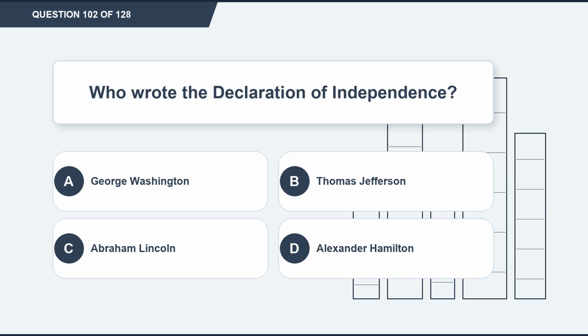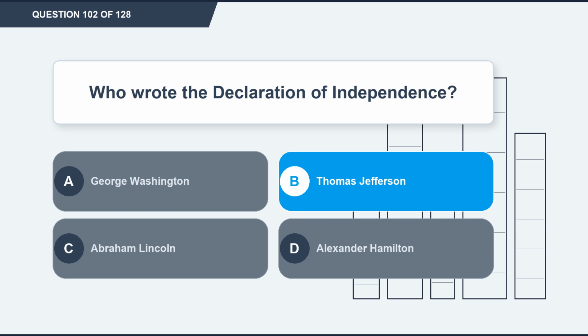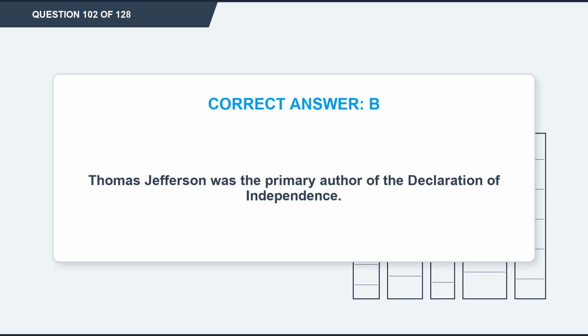Question 102. Who wrote the Declaration of Independence? Option A, George Washington. Option B, Thomas Jefferson. Option C, Abraham Lincoln. Option D, Alexander Hamilton. The correct answer is option B, Thomas Jefferson. Explanation. Thomas Jefferson was the primary author of the Declaration of Independence.